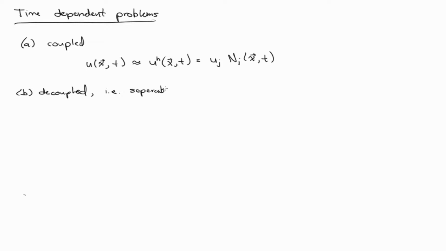separable. So in this case, we have some unknown solution u that's a function of space and time, and we're going to approximate it, u of h, where we have now some unknown coefficients that are functions of time and our standard spatial shape functions.